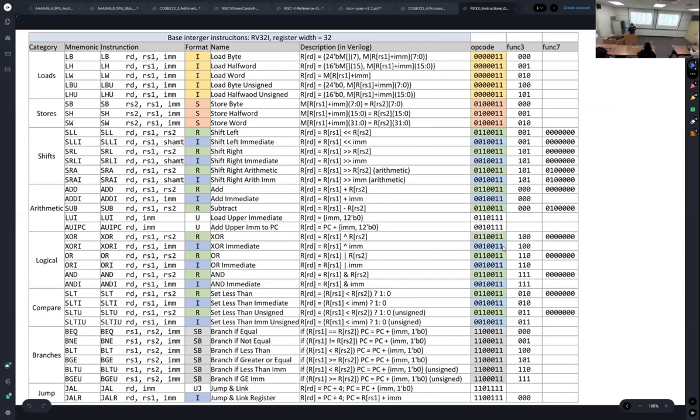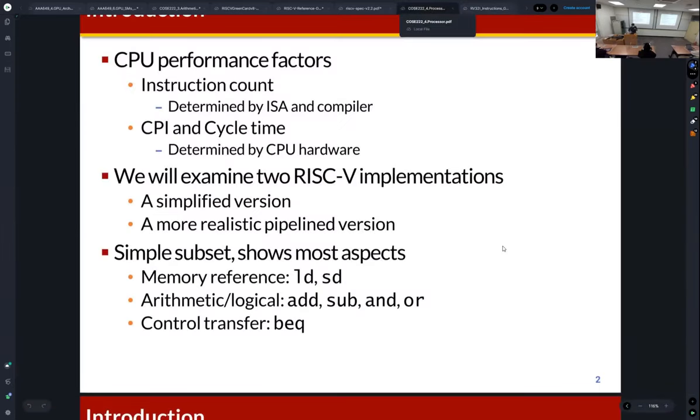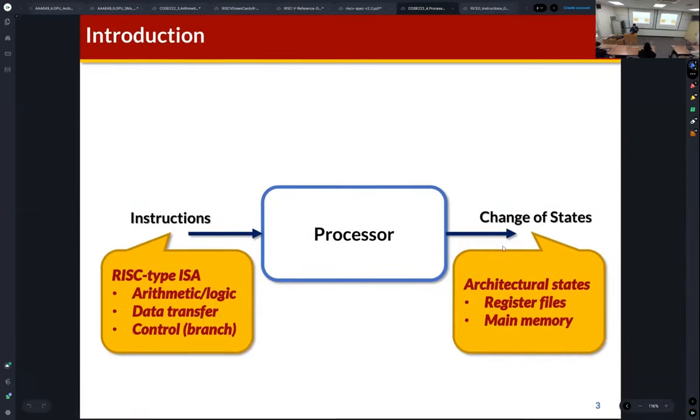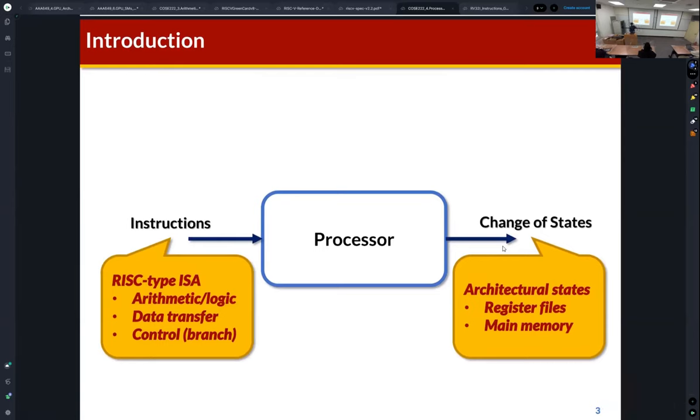Actually, chapter two covered the basic instructions we learned. But in chapter four, when I explain the processor architecture, I assume that our processor supports only these instructions, because I want to simplify the processor architecture. Okay, so this is the review of what we learned in chapter two.